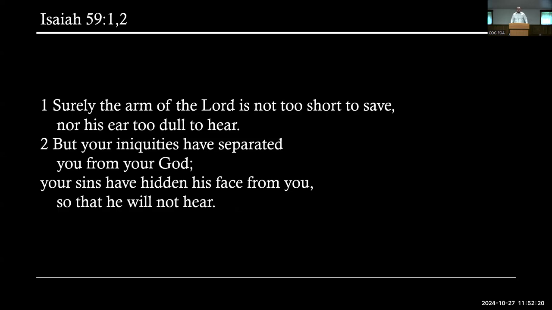In Isaiah chapter 59, verses 1 and 2, we see the same sort of message in the Old Testament. Surely the arm of the Lord is not too short to save, nor his ear too dull to hear. But your iniquities have separated you from your God. Your sins have hidden his face from you so that he will not hear. This message from the prophet Isaiah to the people of God, pretty hard truths, pretty hard things to admit to yourself, knowing that it was my choice, my actions that have separated me from God. And yet he started this with, God is not too weak to be able to help you, to be able to save you. And his ears still do work, but he won't hear you so long as you continue in your sin.